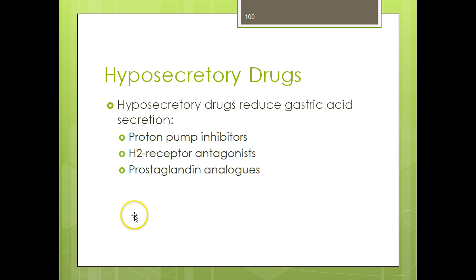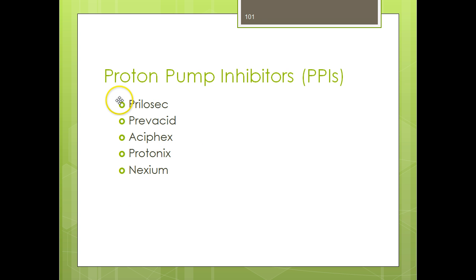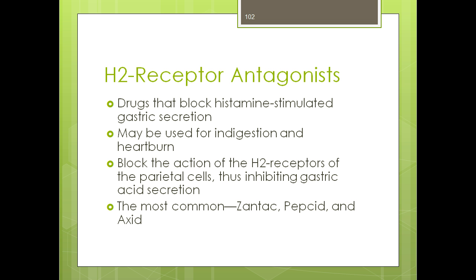Hyposecretory drugs reduce gastric acid secretion, and those include the H2 receptor antagonists and the proton pump inhibitors, which we discussed earlier in the lecture. Some examples of the PPIs, or proton pump inhibitors, would be Prilosec, Prevacid, Aciphex, Nexium, and Protonix. I know y'all have seen them and probably know them from pharmacology.